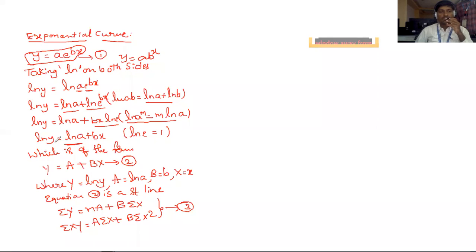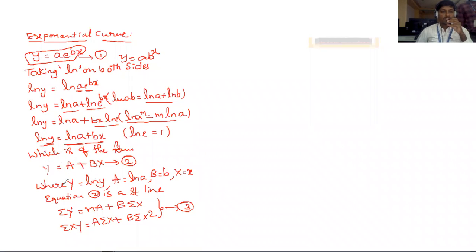We are not changing anything else here, so we write ln y is equal to ln a plus bx ln e, and ln e is nothing but 1. Next, we compare this with the linear curve, which is of the form capital Y is equal to A plus BX, where capital Y is equal to ln y, capital A is equal to ln a, capital B is equal to small b, and capital X is equal to small x. We compare equation 2 with the above one.